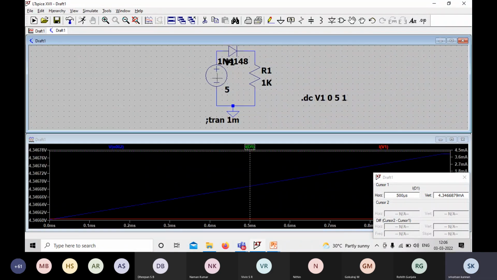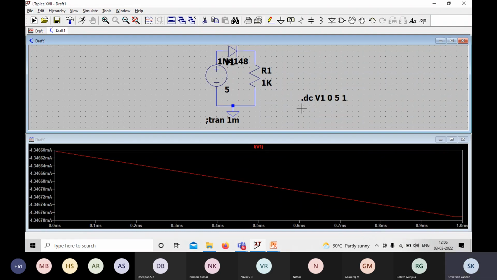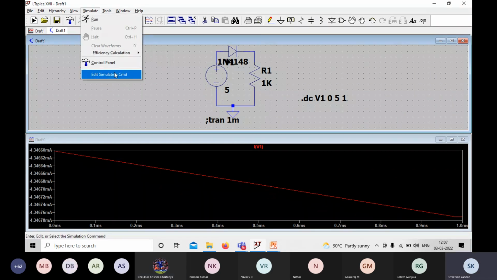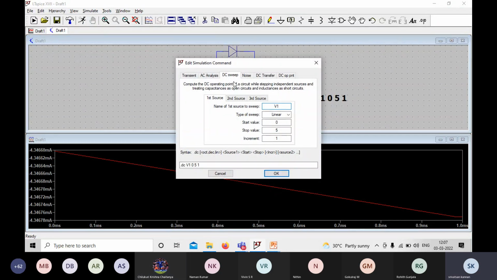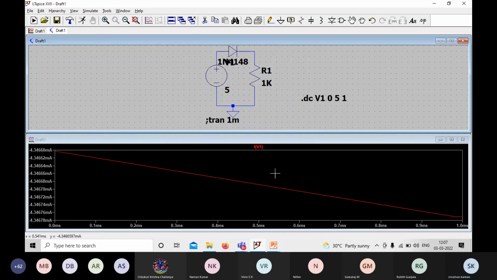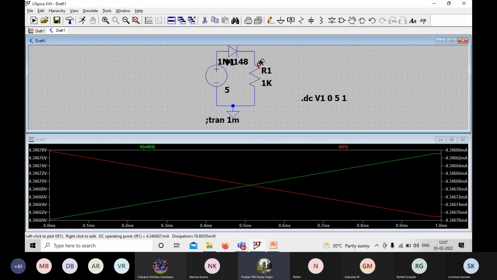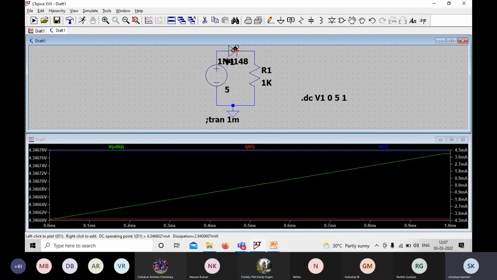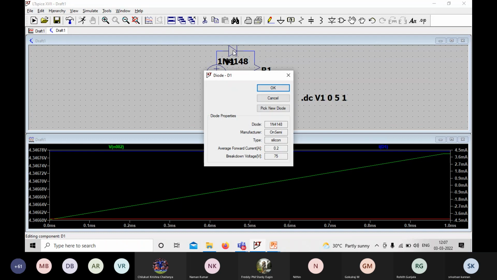What is the source name? V1. Okay, DC. Sir, how to get the DC sweep? Go to simulate, then simulation settings. The name of the first source to sweep is V1, and the type of sweep is linear. Start value 0, stop value 5 volt, increment 1. Sir, what's the value given for the diode? The diode type is 1N4148. Okay, sir. Thank you.